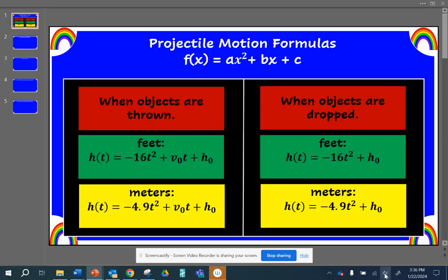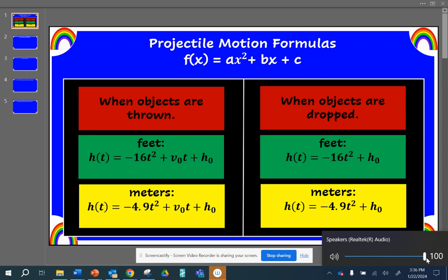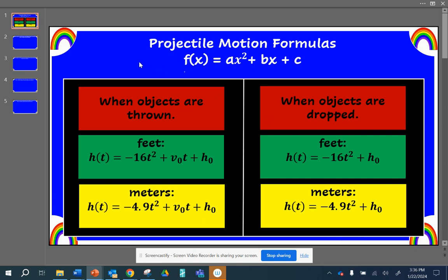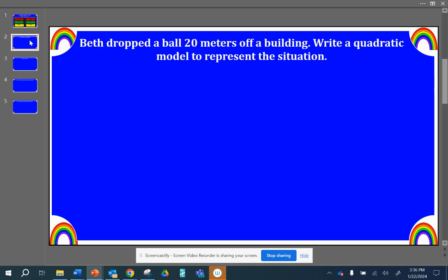Okay, guys, let's go over projectile motion. And remember, the projectile motion formula is going to be in the form of the standard form of our quadratic function. So when objects are thrown, we're going to use this equation for feet, this equation for meters. And when objects are dropped, we're not going to have a velocity, so we're not going to have our linear term.